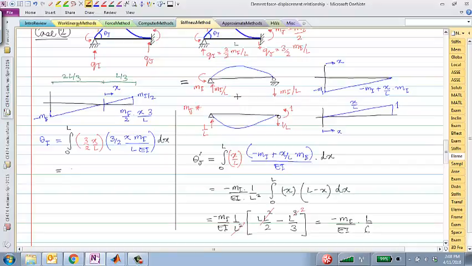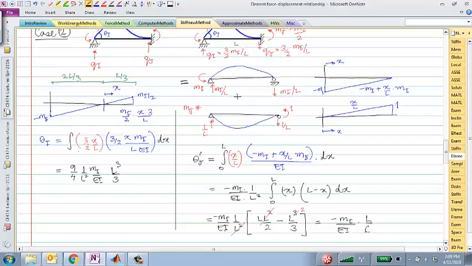So we can calculate this by pulling out 9 over 4, 1 over L squared, Mi also comes out, and EI also comes out. What I'm left with is x squared. Integral of that x squared would be L cubed over 3. April? You're right. Thank you. I was about to make a big mistake here.